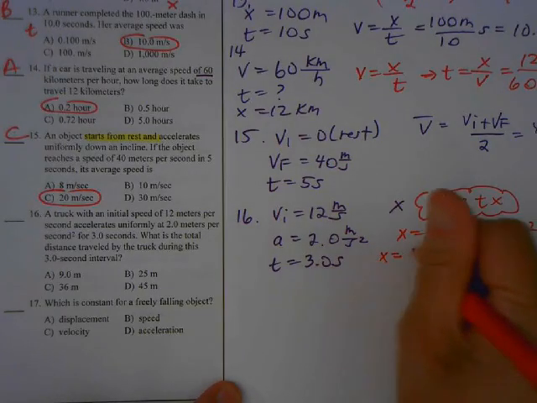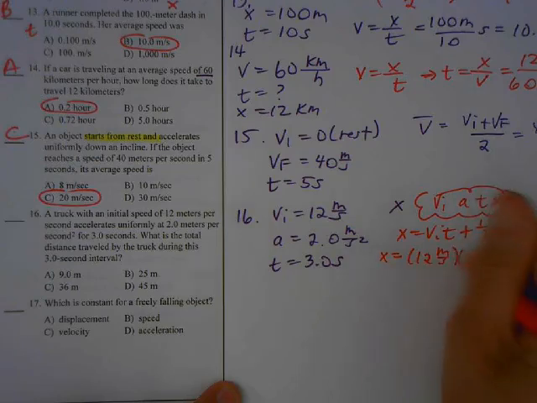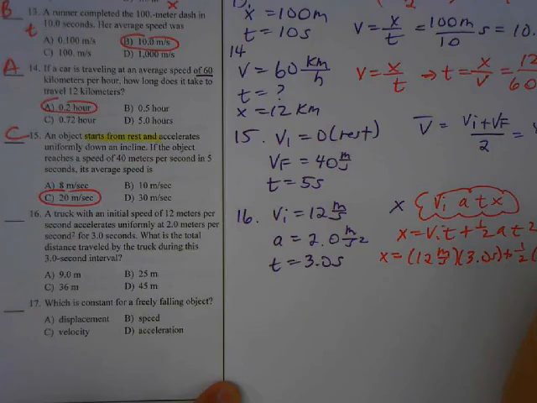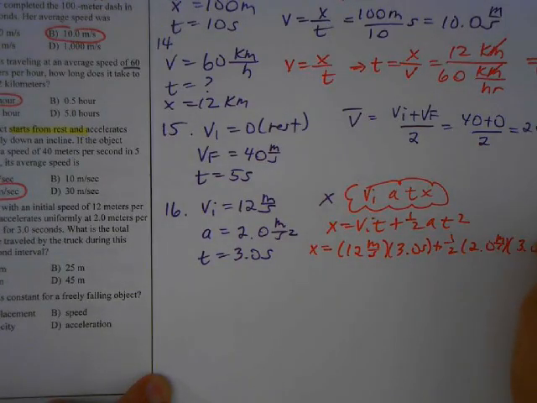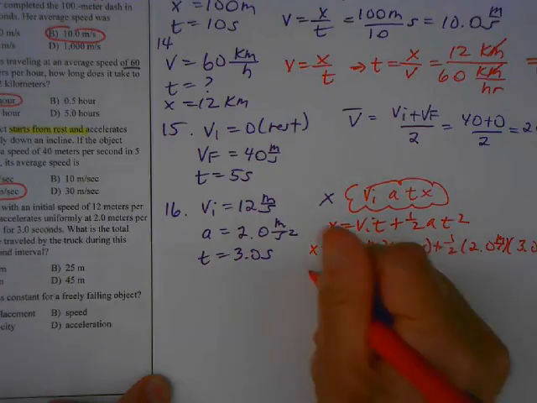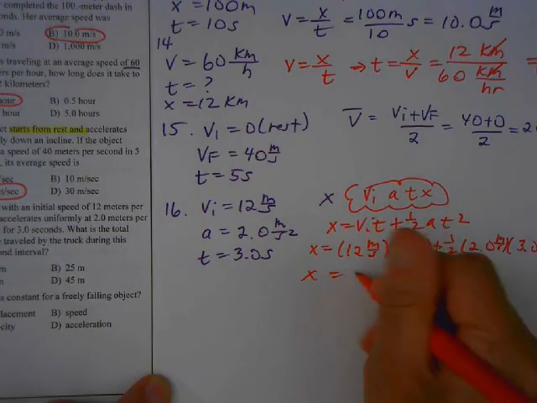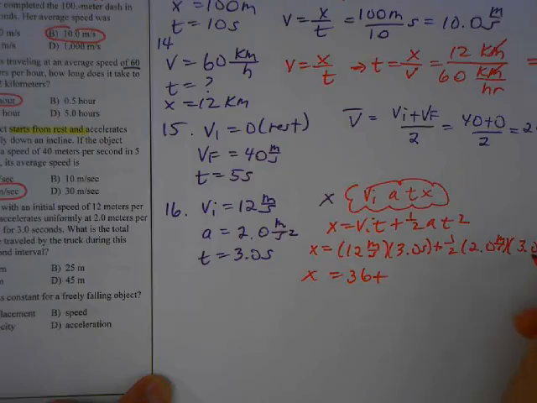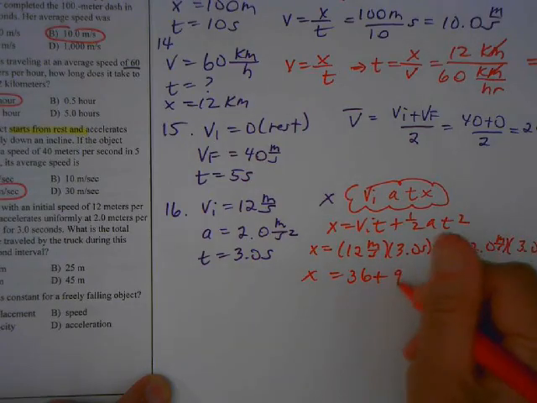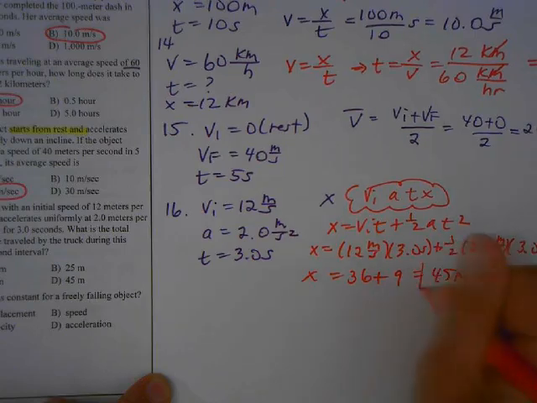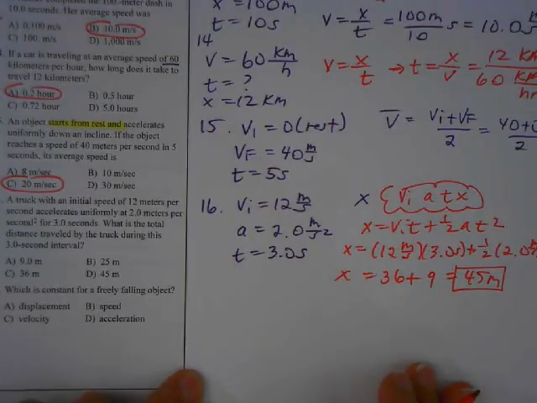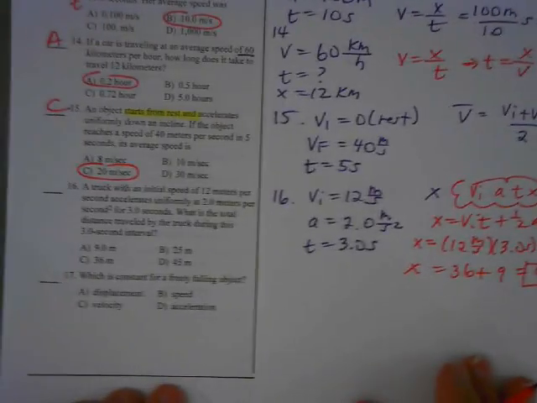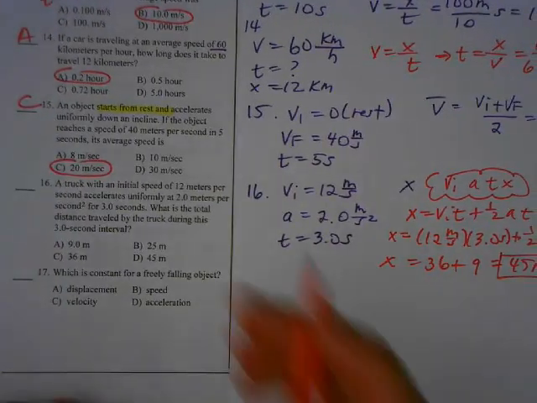So x is equal to 12 meters per second times 3 seconds plus 1/2 times 2 times 3 seconds squared. So when I put all that in my calculator, 12 times 3 is 36. 3 squared is 9, and then the 1/2 and the 2 cancel, so I don't even need a calculator. So it's 45. All right, so number 16 is D.